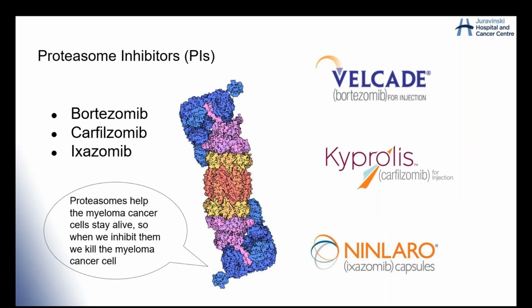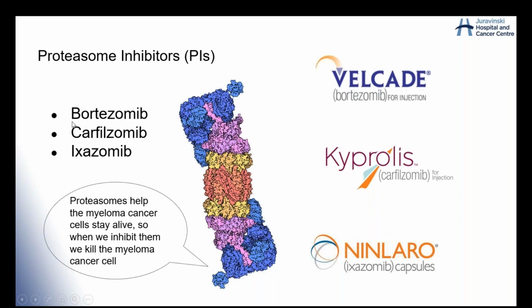Perfect. Okay, so the first class of medications that we're going to talk about is proteasome inhibitors, or PIs. The one that a lot of people are familiar with is Velcade. This is the most commonly used proteasome inhibitor that we have. Just briefly, the proteasome is the thing depicted in the middle here. It's found inside the cell and has important functions, but for the myeloma cancer cell, it helps it stay alive. So when we inhibit this, when we stop it, we kill the myeloma cells.